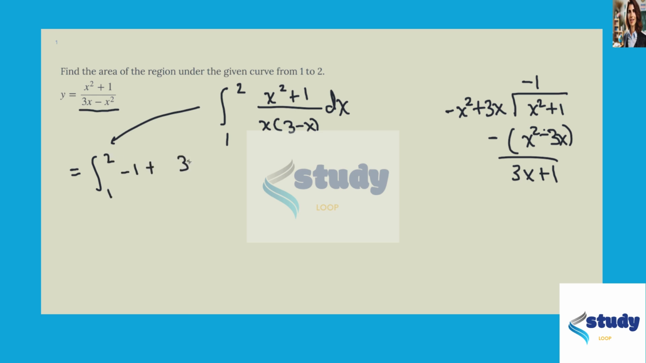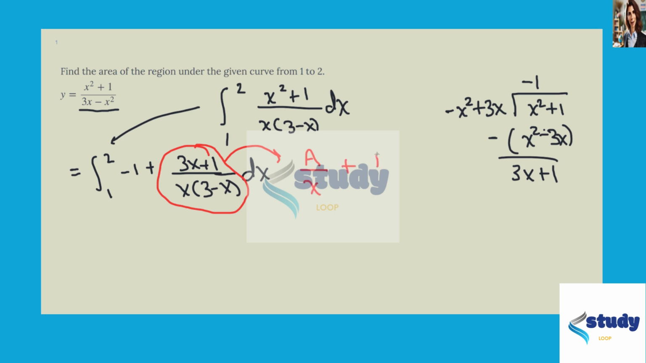Minus 1, and then (3x plus 1) over x(3 minus x) dx. And then we'll go ahead and do partial fraction decomposition on this fraction here, using what the author calls case 1. So here we have a 3 minus x.